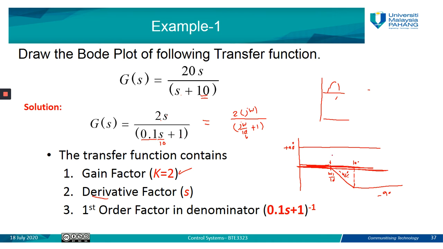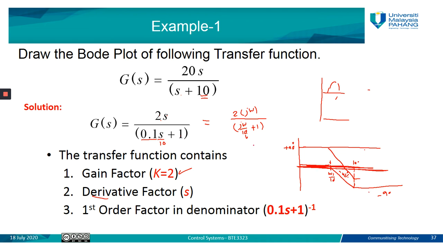Then we combine point by point, the same as we did before. From zero, this 90 continues, 90, 90, 90, until this point, which is 1 hertz. Then it will drop by 45 per decade until it reaches the point of 10. Then it will go to negative 90 plus positive 90, so it will go to 0.